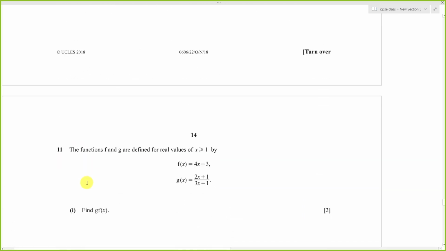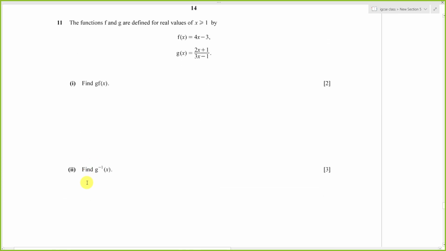Remember, intersection point basically is sub into each other, okay? Yep, question 11. The function f and g are defined by these two equations. Composite function basically. gf(x) means sub the f(x) into g(x). So if you sub the f(x) into g(x), you copy the g(x).